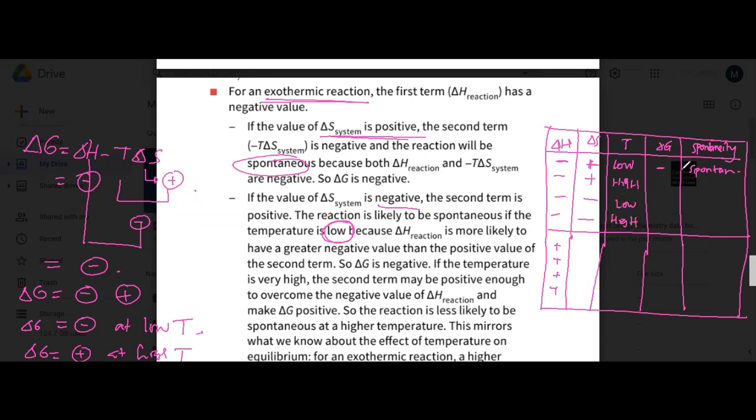Now please try to complete this table. Please pause the video while you are working. Okay, now let's continue. If you have a negative delta H, positive delta S, with high temperature, delta G will be negative, spontaneous. This is also negative, spontaneous, and this will be positive, not spontaneous.